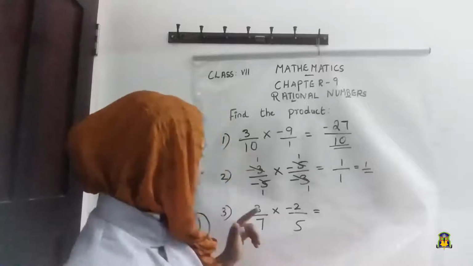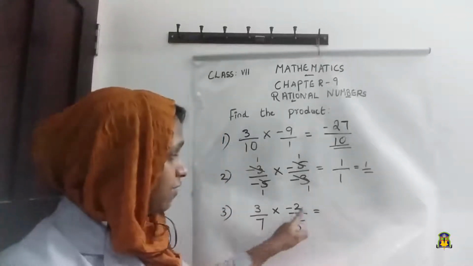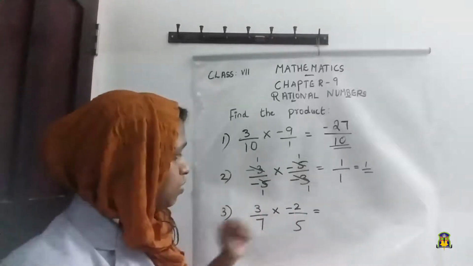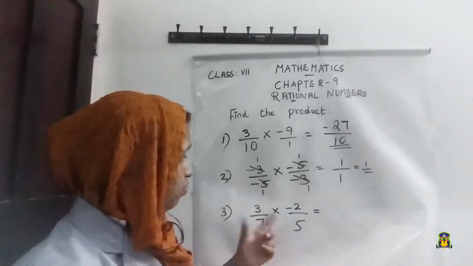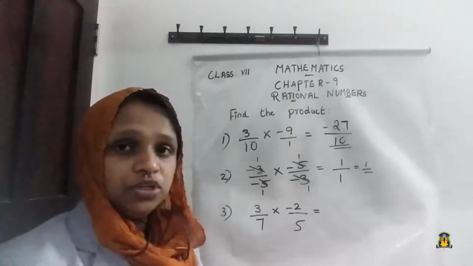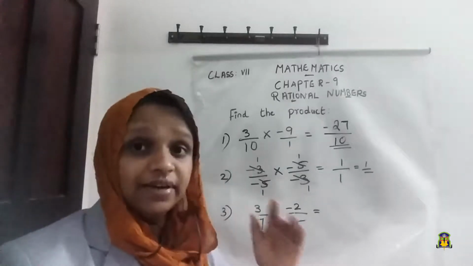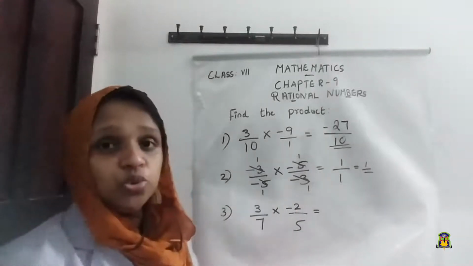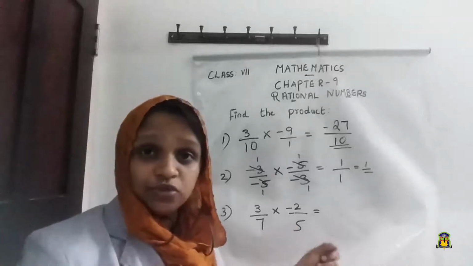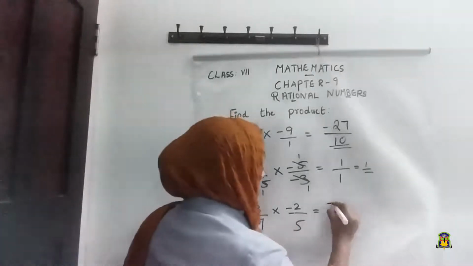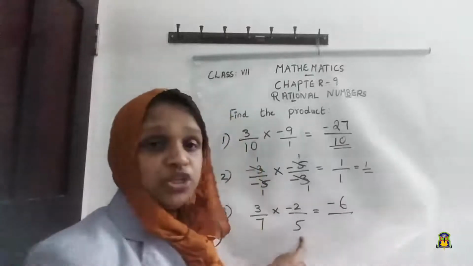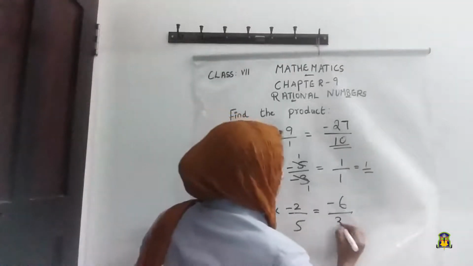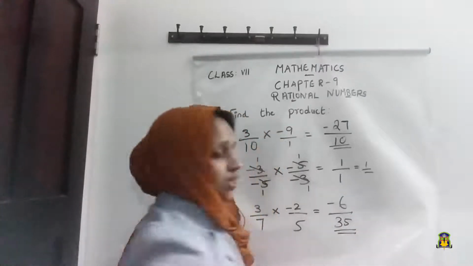Okay, so next question, 3 by 7 into negative 2 by 5. What about here? So we can check whether it is possible to cancel. No, it is not possible to cancel. So what we want to do there? Yes, we want to directly multiply the numerators. So that means 3 into negative 2. Yes, what is the answer? It is negative 6, by 7 into 5. Both are positive now. So 7 into 5, 35. So that is negative 6 by 35.